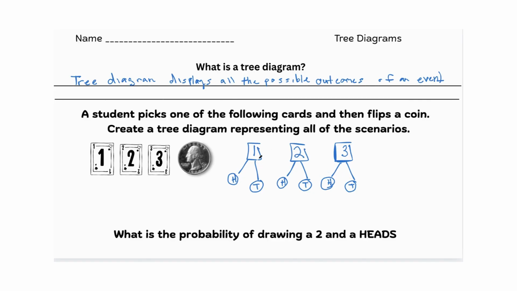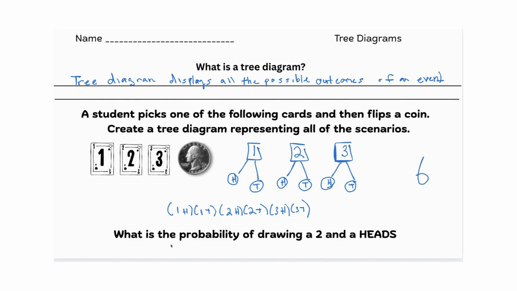So I'm going to make a list here. It could be a 1 and then a heads. That's one possibility. It could also be a 1 and a tails. That's another possibility. It could be a 2 and then a heads, a 2 and a tails, a 3 and a heads, and then finally a 3 and a tails. So altogether there's 1, 2, 3, 4, 5, 6 different possibilities. So I'm going to write the number 6 over here.